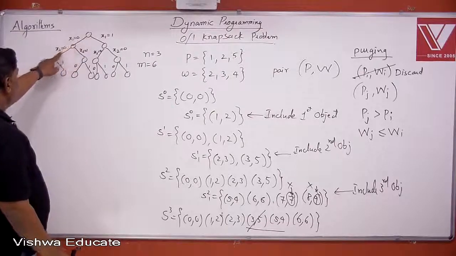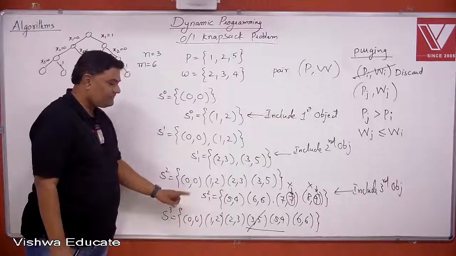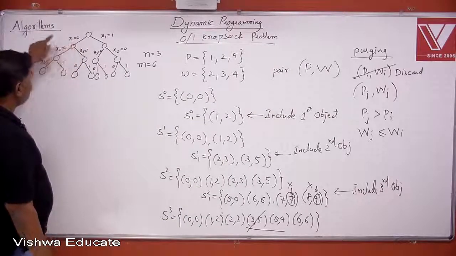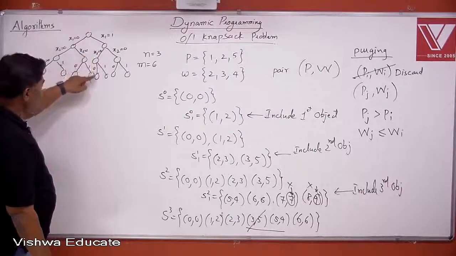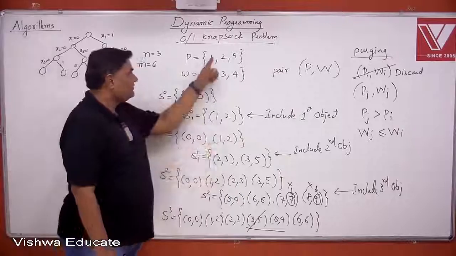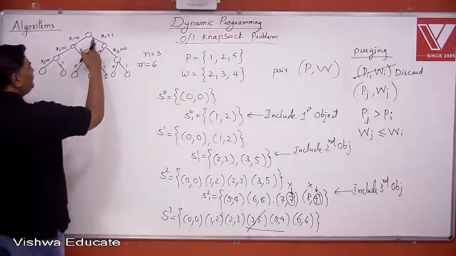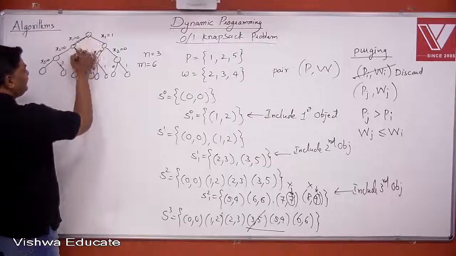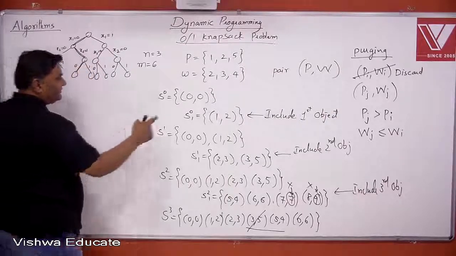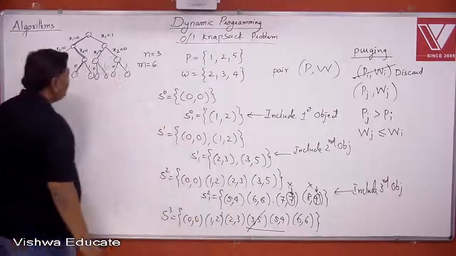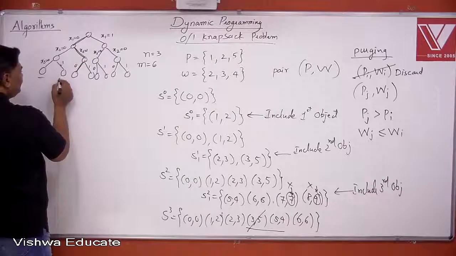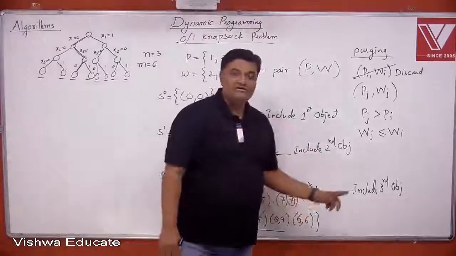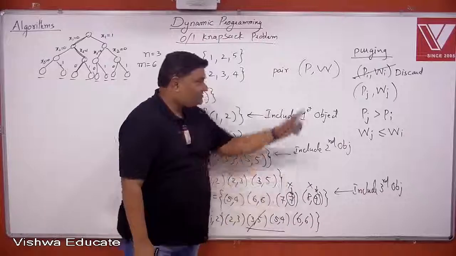See, if nothing is included, all are 0. The answer is 0. If only the first one is included, then it is 1, 2. If only the second one is included, then it is 2 comma 3. So like this, how many solutions are possible? How many parts? 1, 2, 3, 4, 5, 6, 7, 8. Yes, we got 8, but these two are removed because they are infeasible, and this is removed because of purging.